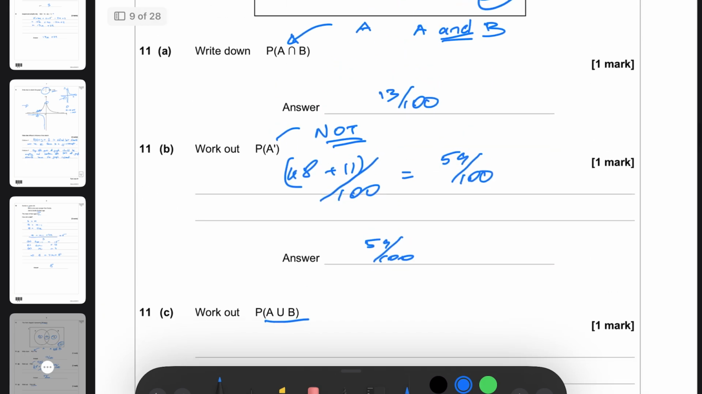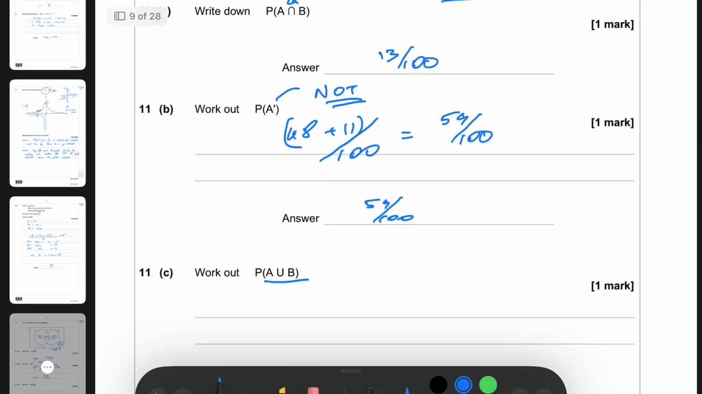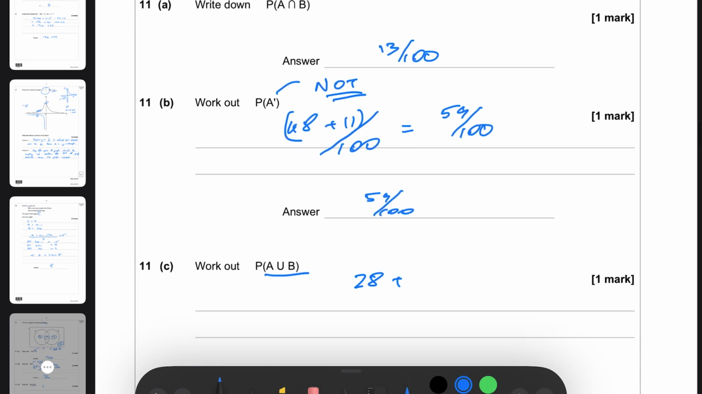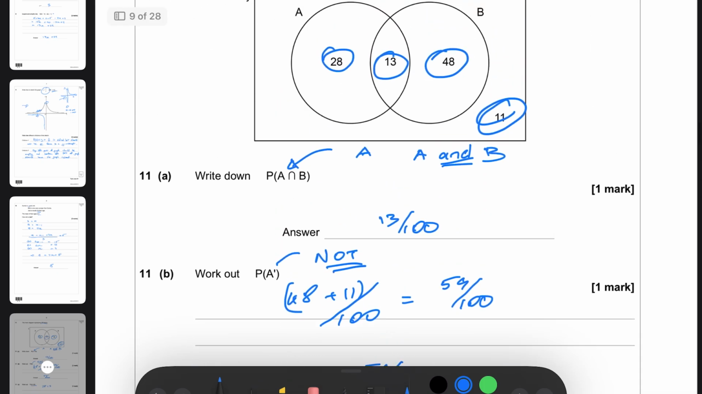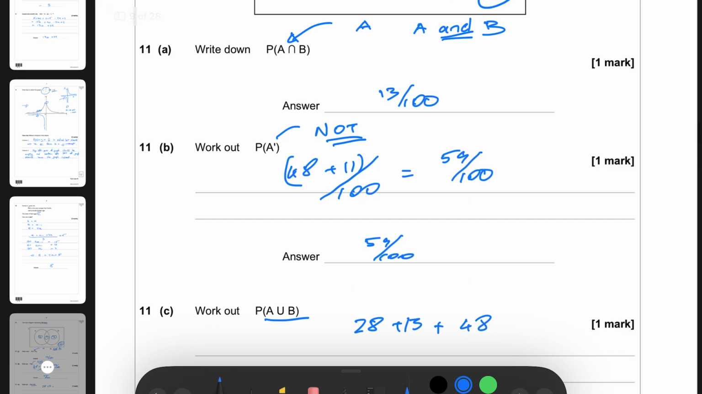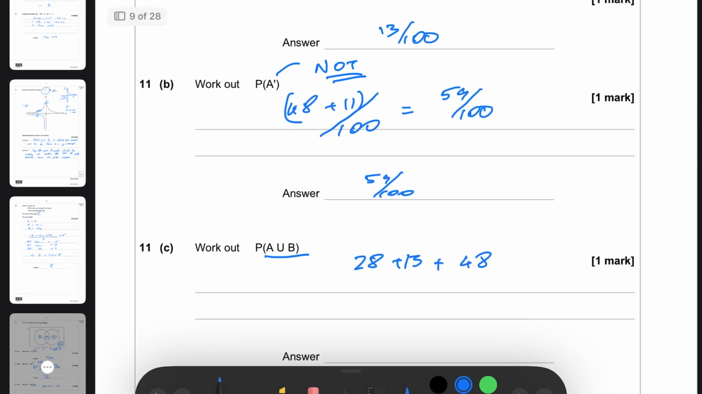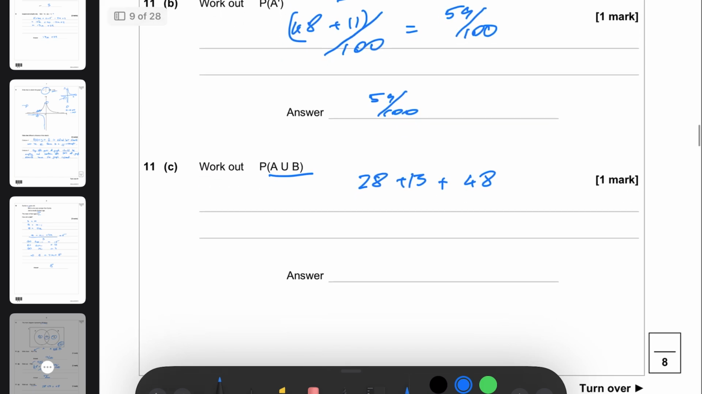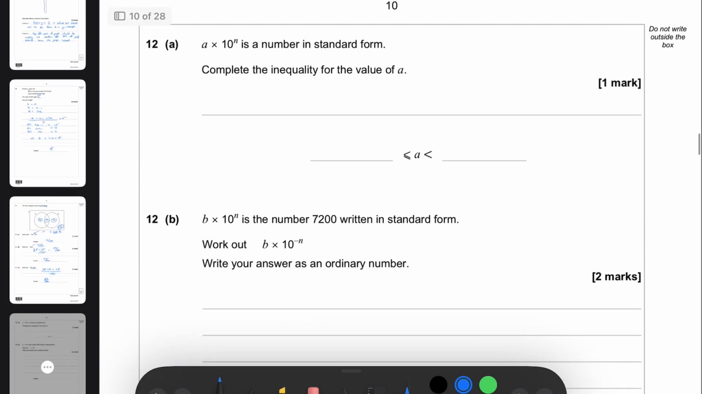Actually, let me write it down for you guys so that it's clear. 28 plus 13 plus 48 is the equivalent of 50 plus 28 is 78 plus 11. Yep, 89. Simple.